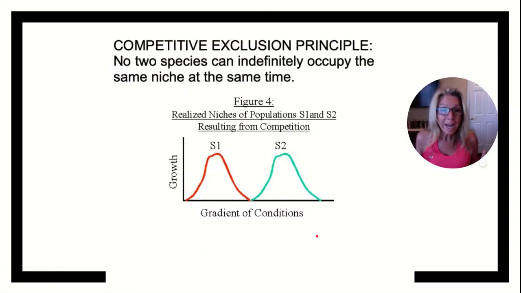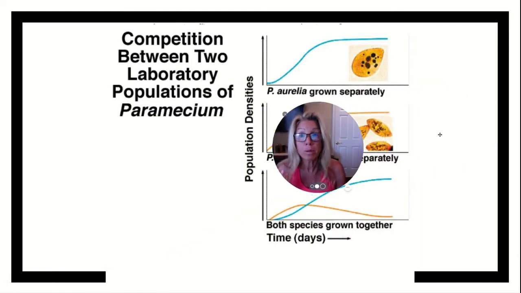So what happens? So let's talk about this. The competitive exclusion principle says no two species can occupy the exact same niche at the same time. Something's going to happen. So they either have to divide up the niche or one's going to win and one's going to lose. So competitive exclusion principle, no two species can indefinitely occupy the same niche at the same time. Okay, so what will happen as a result of that? Well, one could replace the other.